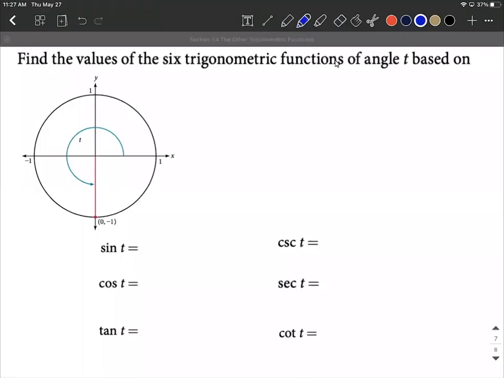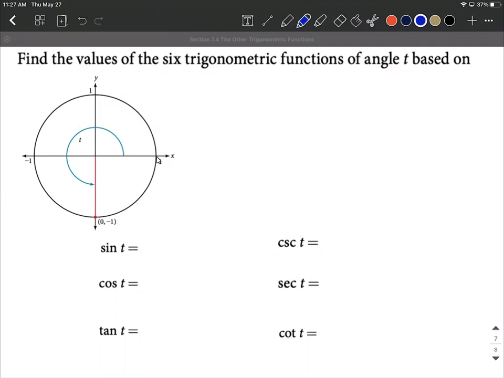Our goal is to find the values of the 6 trigonometric functions based on this quadrantal terminal point. All right, so it's quadrantal, which makes this a little bit different problem than some of these others that we've seen. Pretty similar though, the only difference is this one's on the y-axis. It would be quadrantal if they were on the x-axis as well.